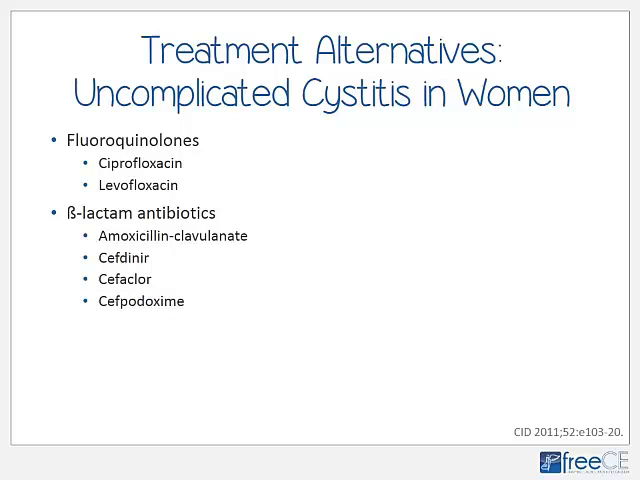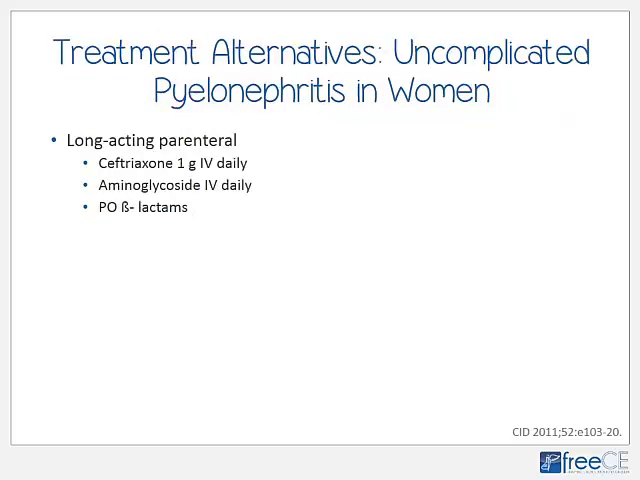In terms of uncomplicated pyelonephritis, the guidelines recommend a long-acting parenteral agent. So they specifically talk about ceftriaxone, 1 gram IV daily, so a third generation cephalosporin, aminoglycoside, which you could do IV and once a day, or an oral beta-lactam agent. So many similar agents to what we've talked about when we went through our common antibiotics used to treat them.